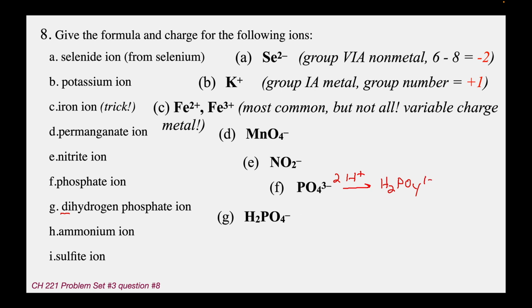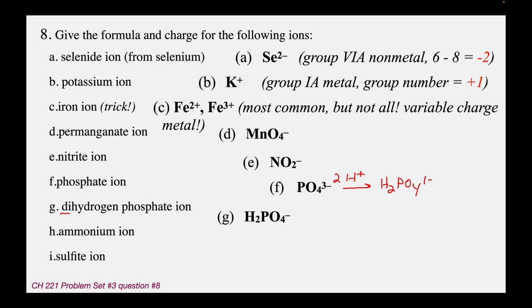So dihydrogen phosphate, H2PO4 minus. If you see hydrogen phosphate ion, that's HPO4 minus 2. It's in between those two species. It's not a -3 phosphate. It's not a -1 dihydrogen phosphate. Hydrogen phosphate would be HPO4 minus 2.